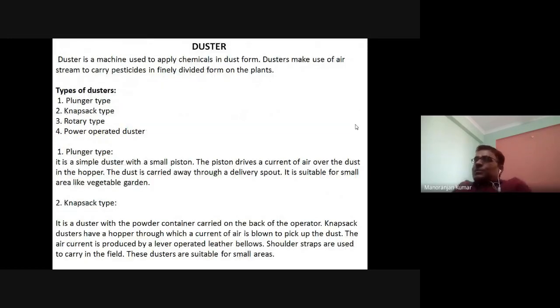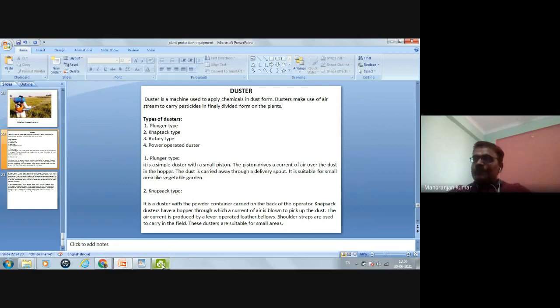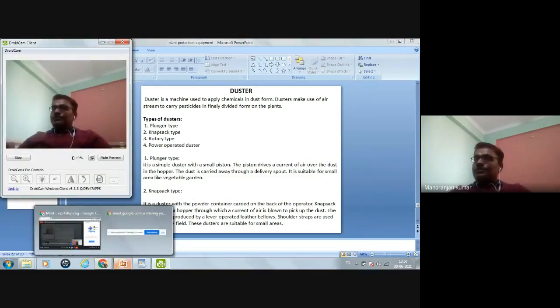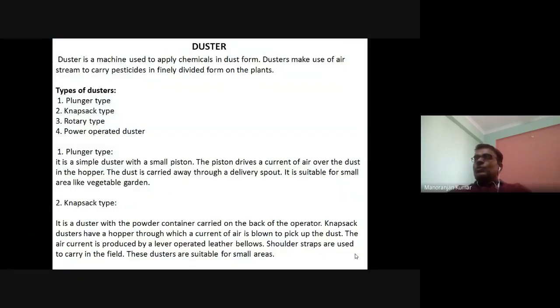Now the other plant protection equipment is the duster. A duster is a machine which is used to apply chemicals in dust form. So when chemicals are applied in dust form, the machine used is known as the duster. A duster makes use of an air stream to carry pesticide in a finely divided form onto the plant. There are different types of duster like plunger type, knapsack type, rotary type, and power operated duster.